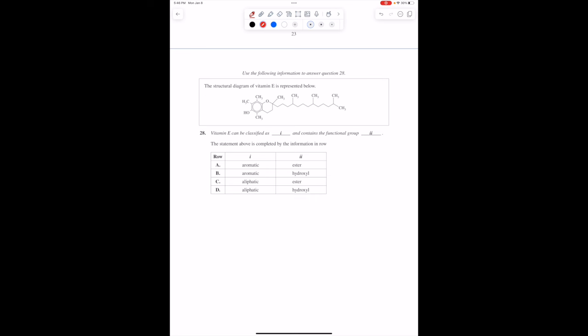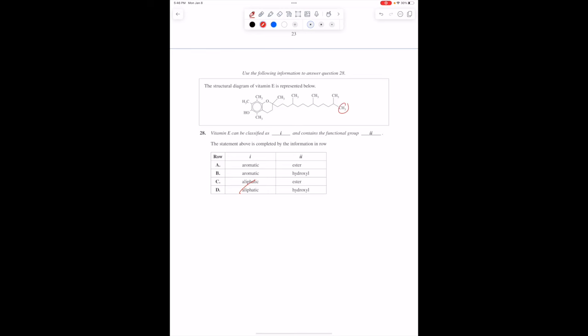Okay, vitamin E can be classified as and contains the functional group. All right, vitamin E. Wow, look at that. Vitamin E can be classified as, well, as soon as we've got this, it's got to be an aromatic. And contains the functional group. Okay, let me erase that. So it's got to be an aromatic, and it contains the functional group. So then I start looking for functional groups.